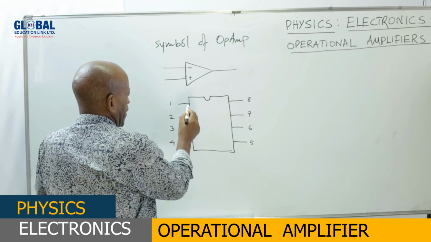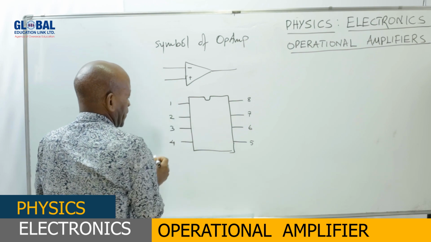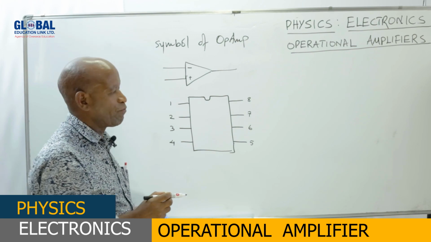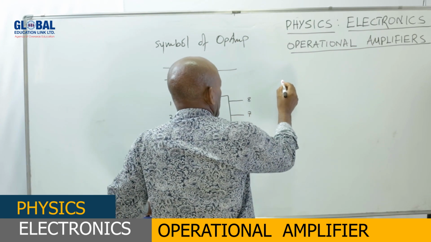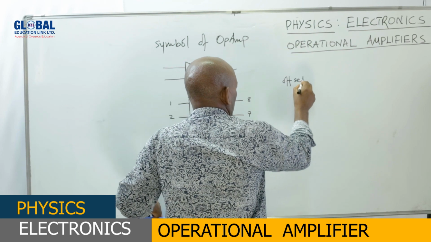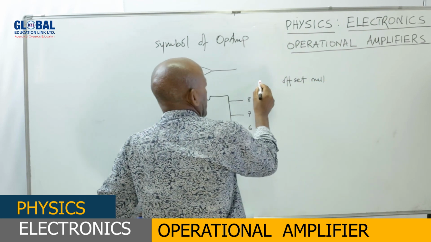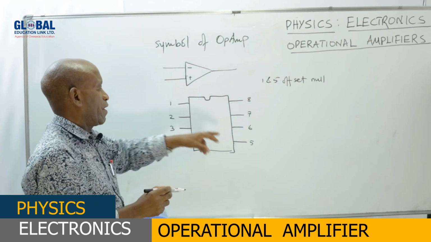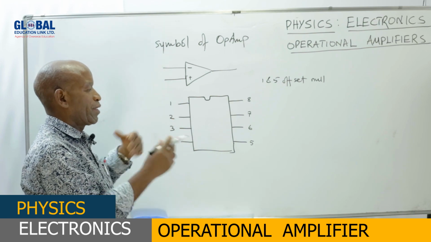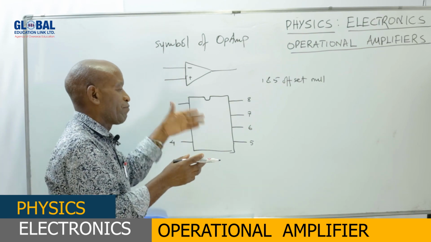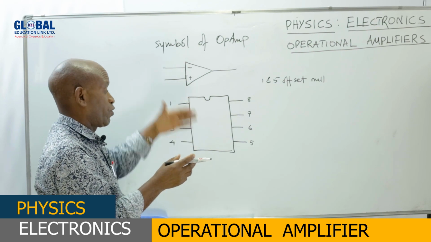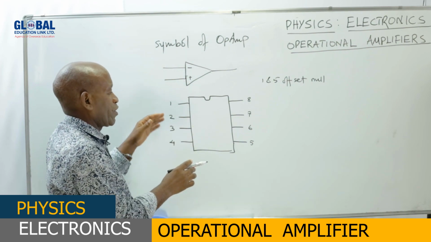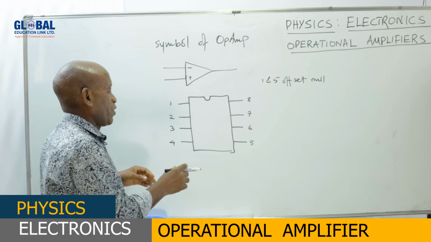Now, leg number 1 and number 5, these are offset null. Those are the legs which are normally connected to the circuit to cancel whatever signal is prevailing within the operational amplifier chip, so that we can offset it and put it to 0 so that it can be used afresh.